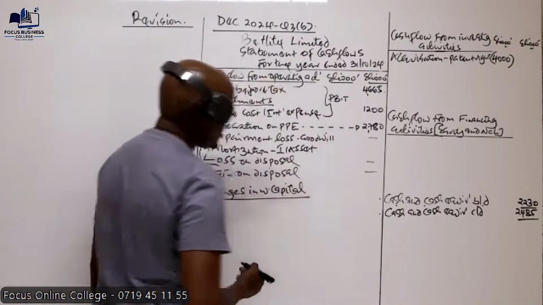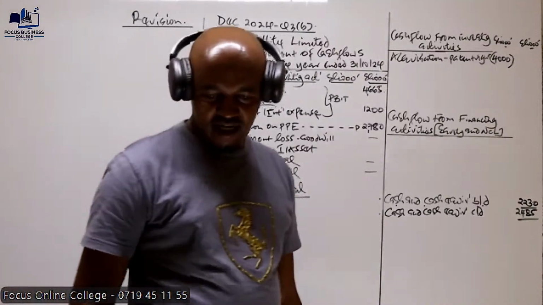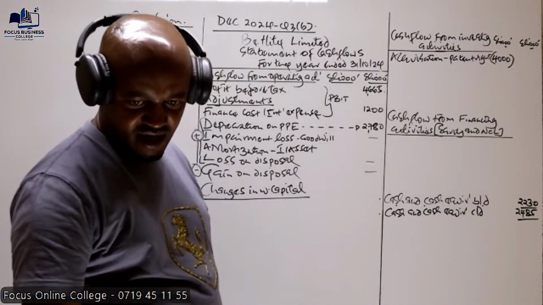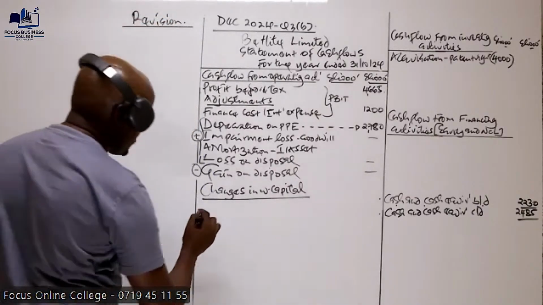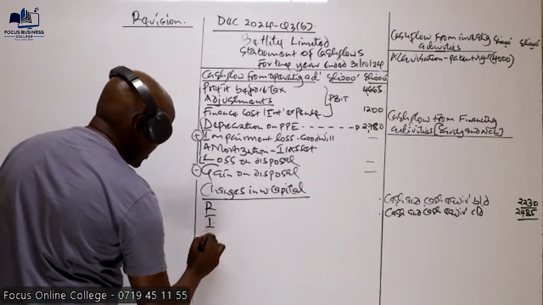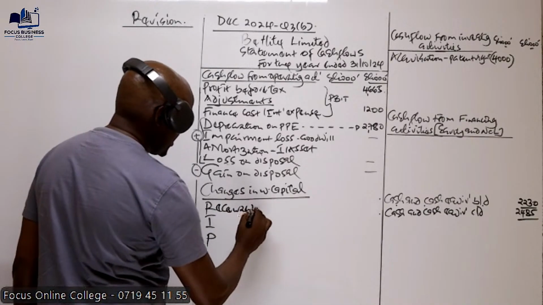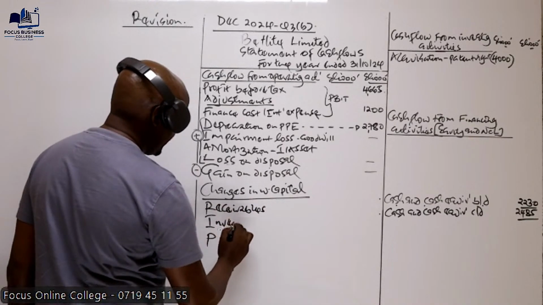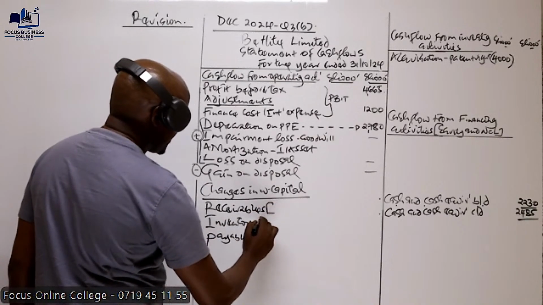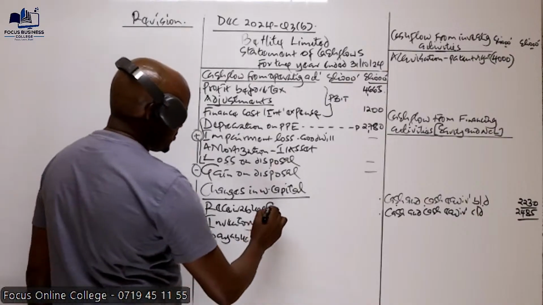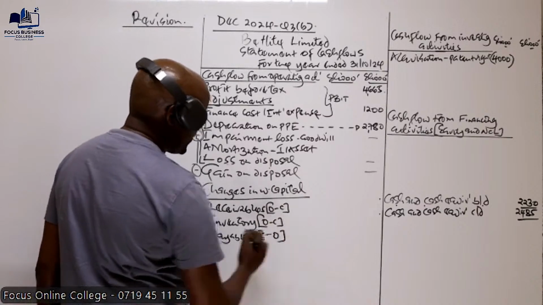So here, under the changes in working capital, how many items do we consider? Who can record that acronym? We said this acronym is very important here. R stands for receivables, this one stands for inventory, and this one stands for payables. We said this is a formula to guide you: we check opening minus closing, and then closing minus opening.